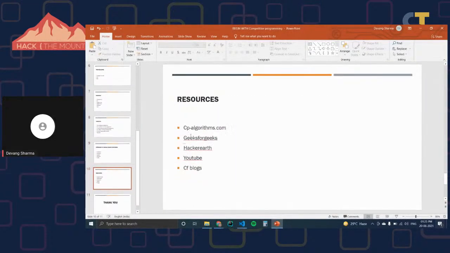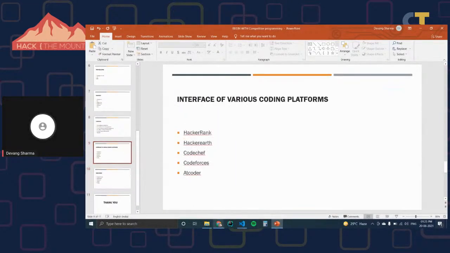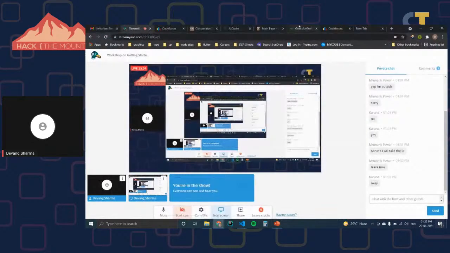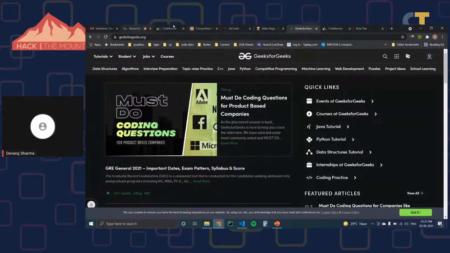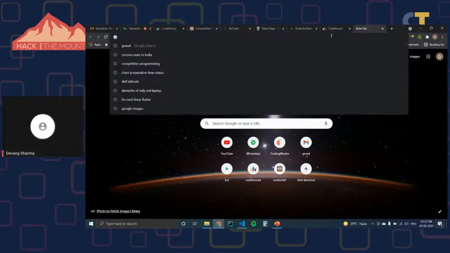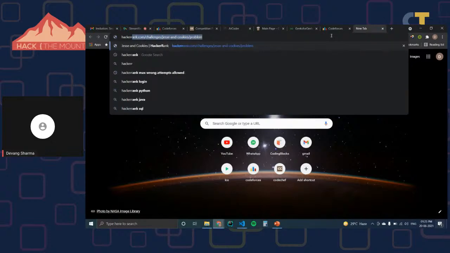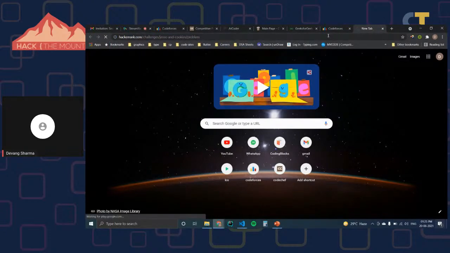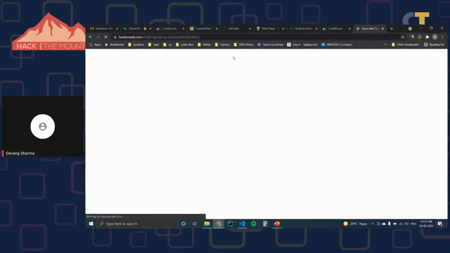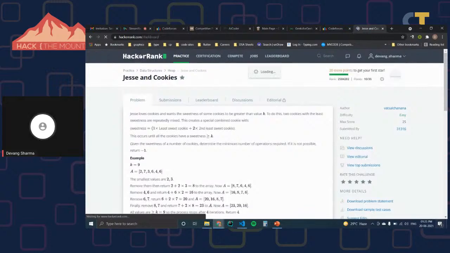So now let's discuss the interfaces of some of the various coding platforms. First of all, we'll have HackerRank. We'll be opening HackerRank on this page. So this is the interface of the site HackerRank.